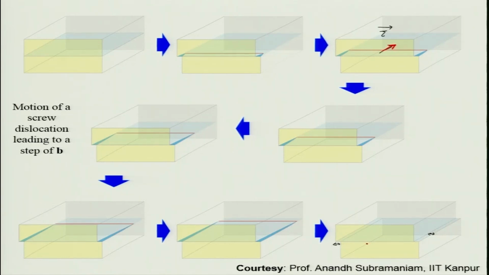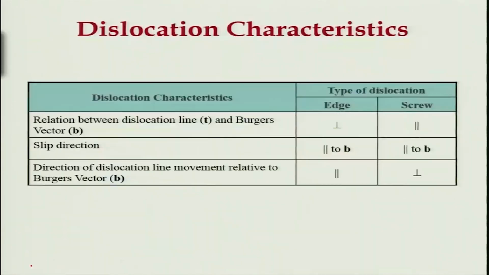When you come here, finally you have this extra step B. So, this is the screw dislocation, again giving rise to the creation of a step. So, these dislocations together give rise to what we call the formation of a step, which is similar to what we see in slip. The formation of steps is very similar to the kind of steps that we form via motion of dislocations.